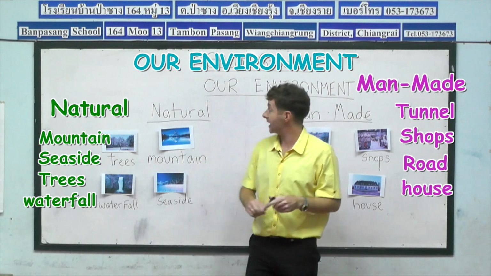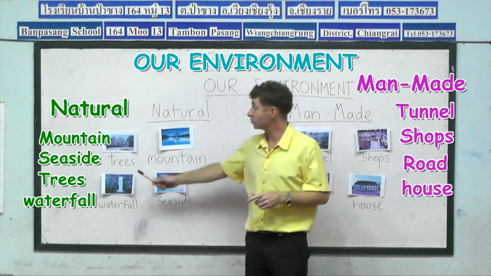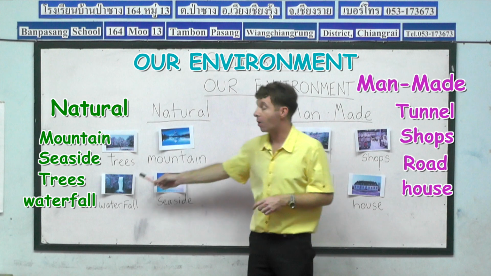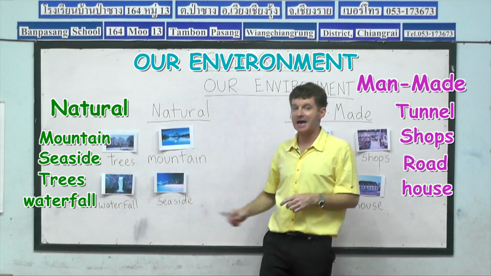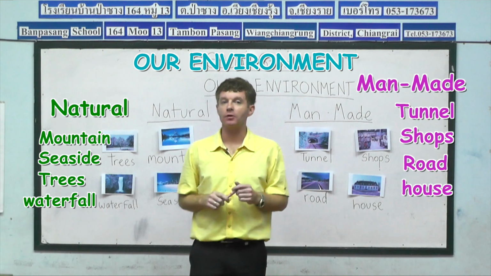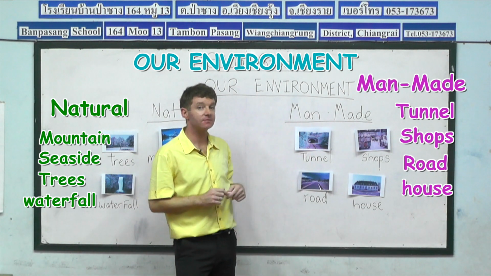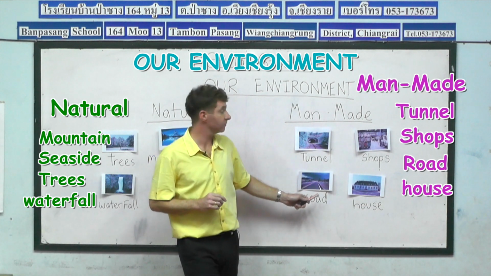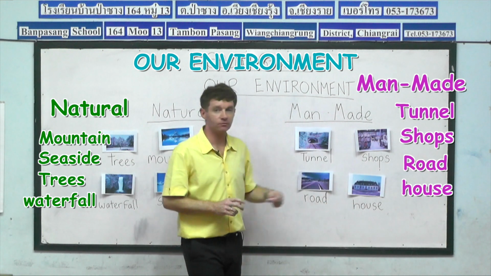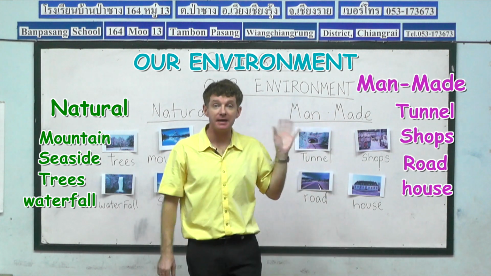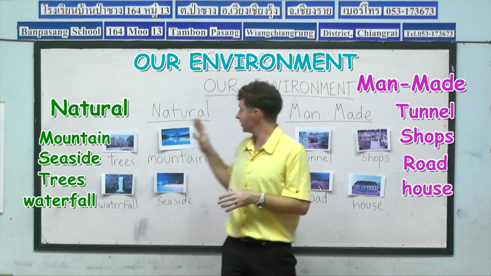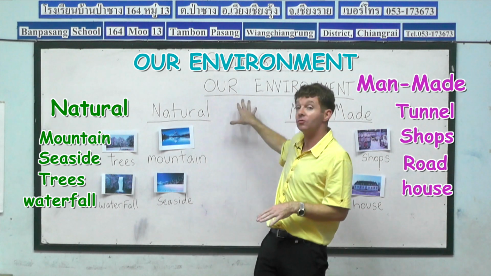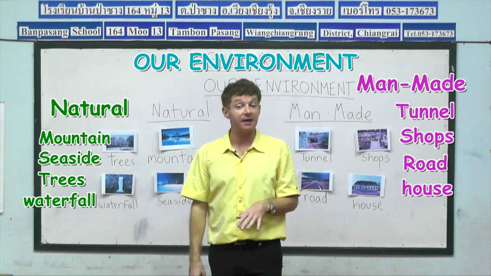So final time now, guys. Natural: trees, mountain, lake, waterfall, seaside. All examples of natural environment. And now man-made: tunnel, road, shops, house. You see, everything in the man-made section had to be built. Everything in the natural section was already there. And that's what we mean about the two different types of our environment. And guys, that was excellent. Well done.